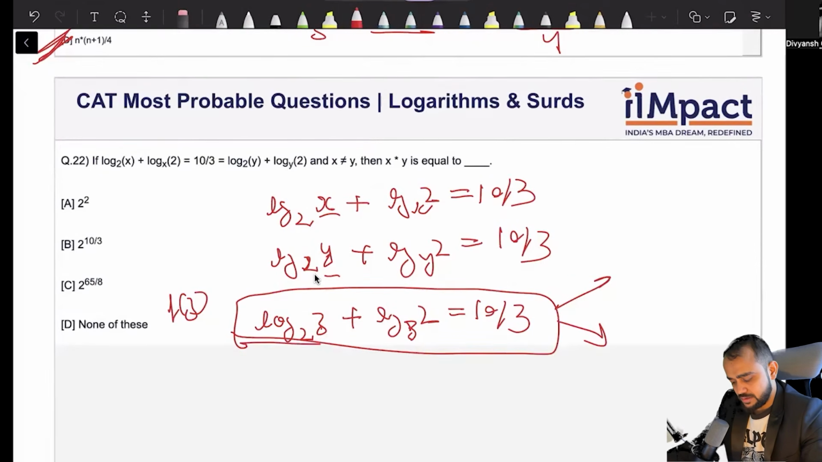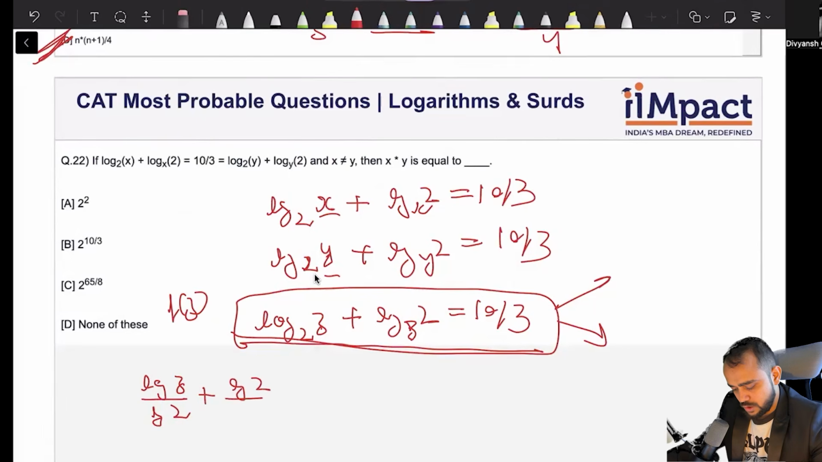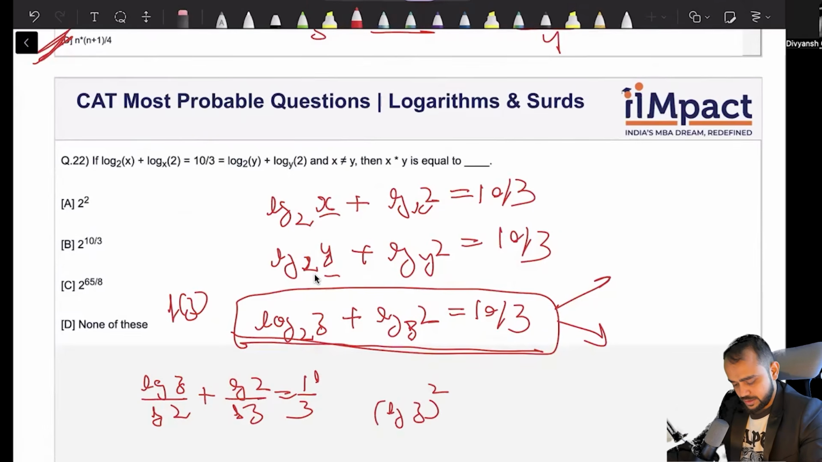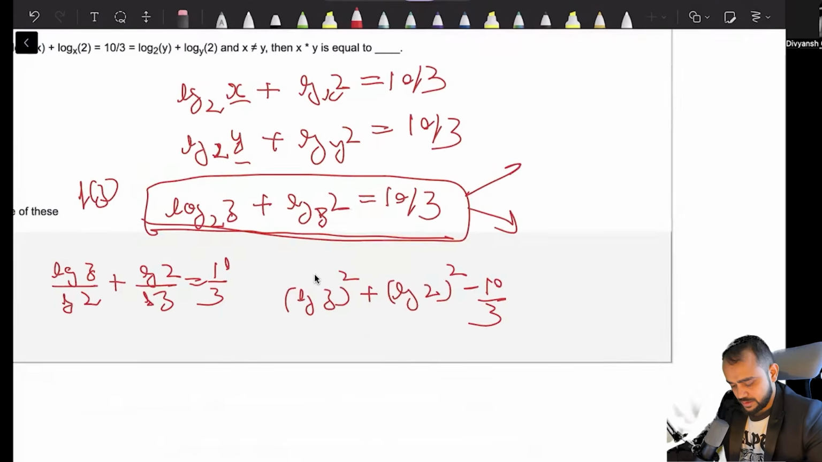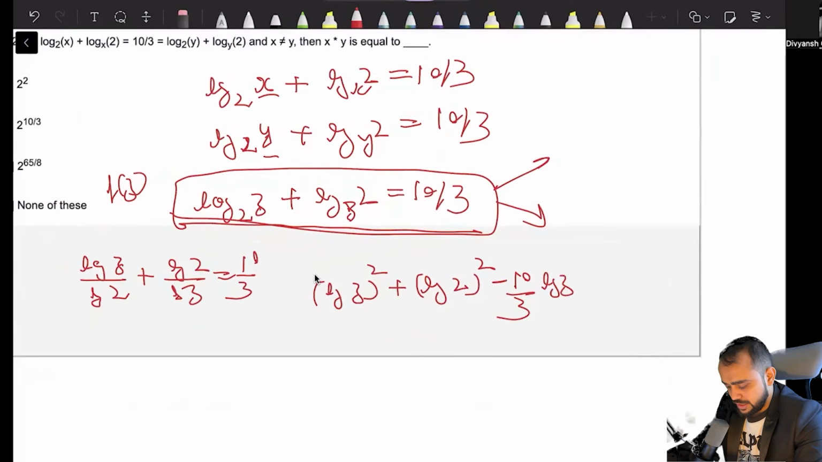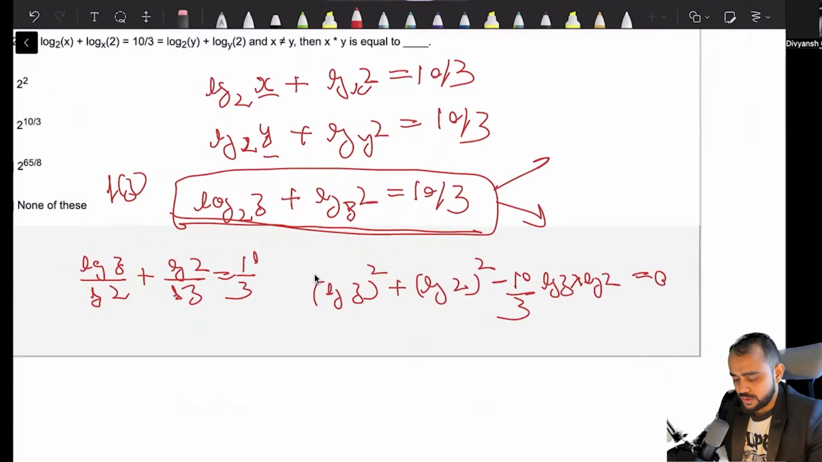So let's convert this into a quadratic. Let's say this is log z by log 2 plus log 2 by log z is equal to 10 by 3, which is going to be log of z square plus log of 2 square minus 10 by 3 times log z into log of 2 is equal to 0. The solutions to this are log x and log y.